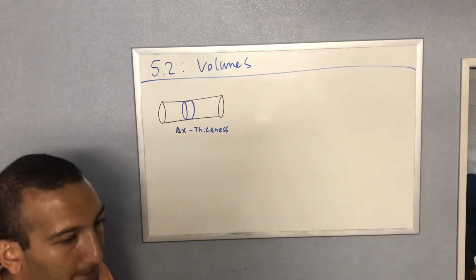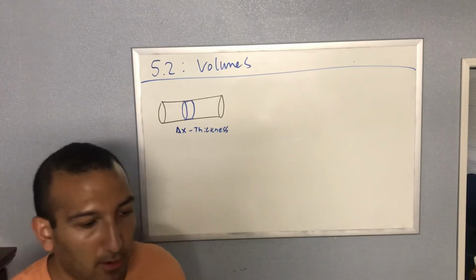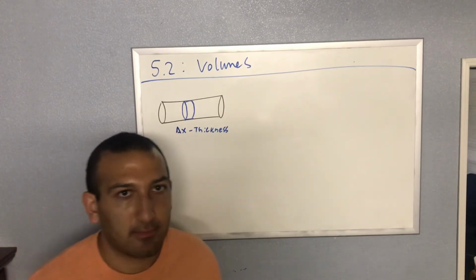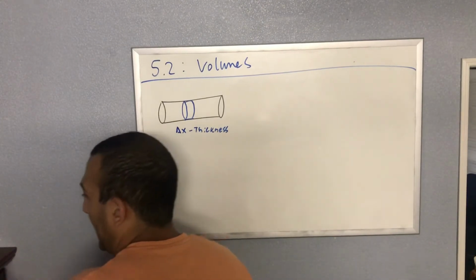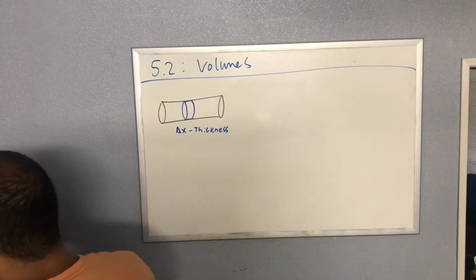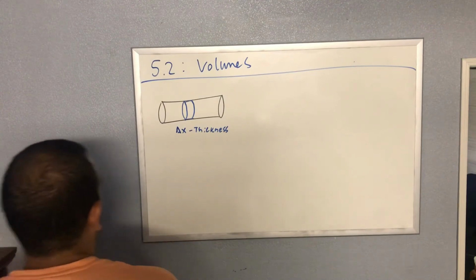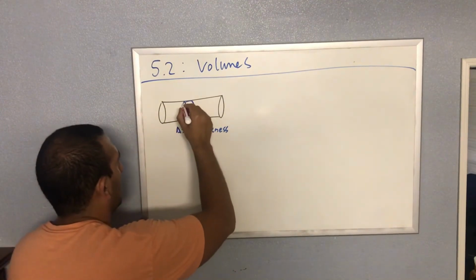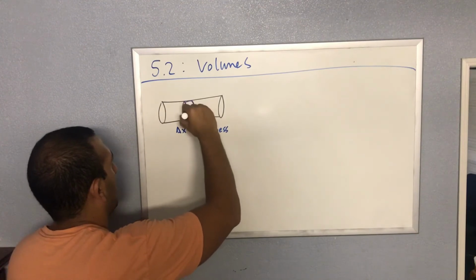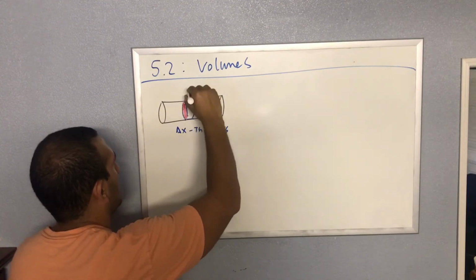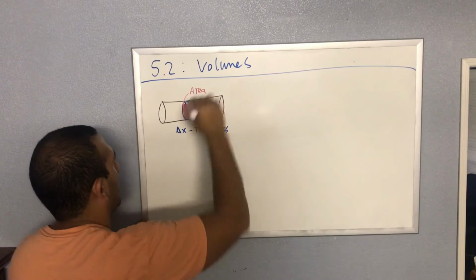And then that cracker also has an area. Its surface, the top of the cracker, encompasses some area. So this is some area that it has. So this is area. Okay?